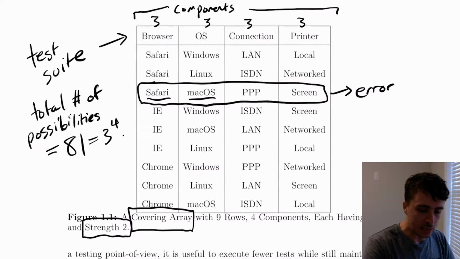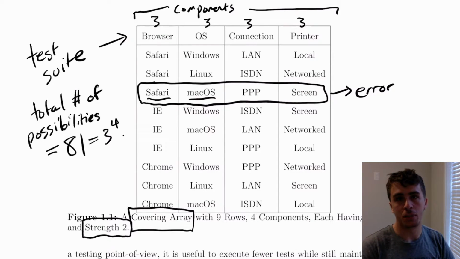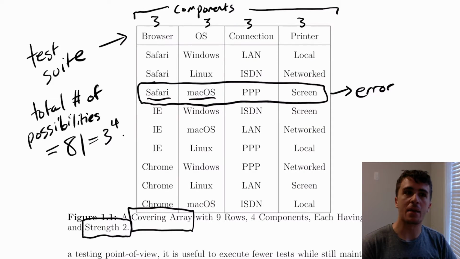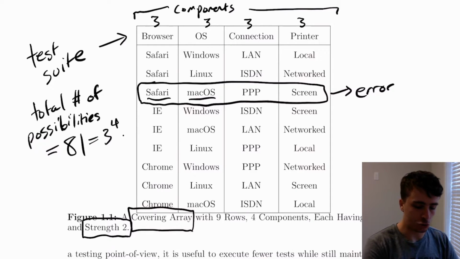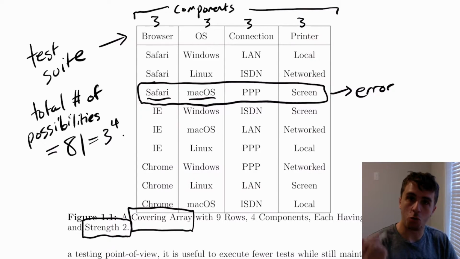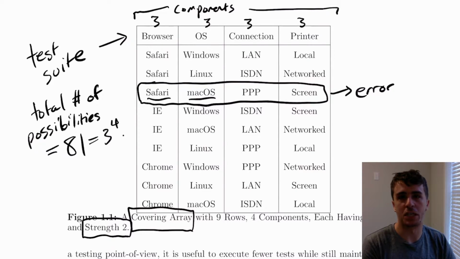So, and why are these useful? Because there was some empirical work done that showed that if you have these interaction sizes or this strength at most 6, then you can empirically find the vast majority of bugs. With strength 2, you get not as many bugs found. With 3, you get more. 4, you get more. 5, more. And 6, they found over 99.5% or something, some really high value.